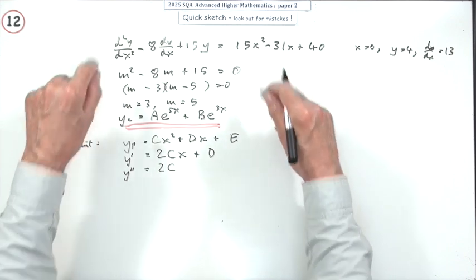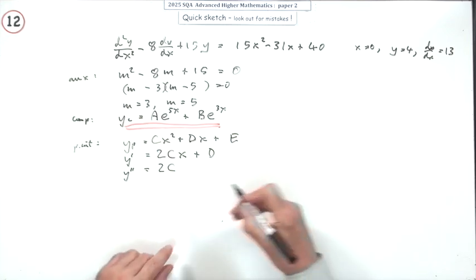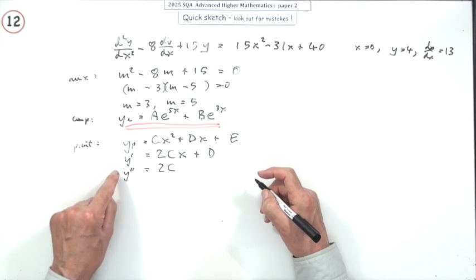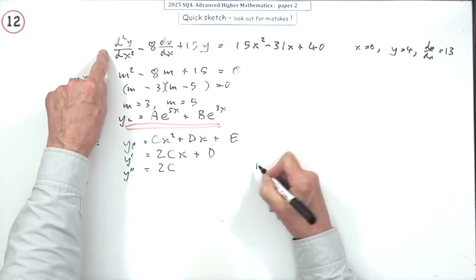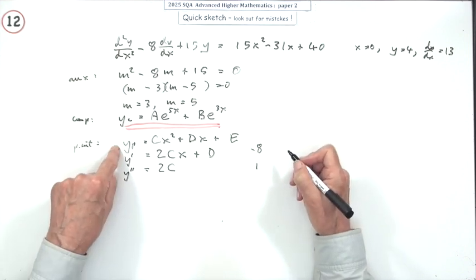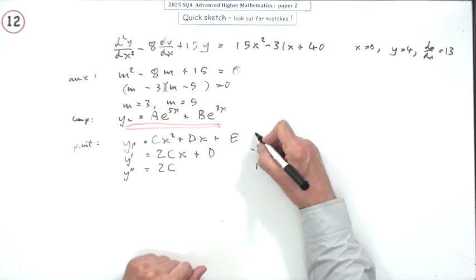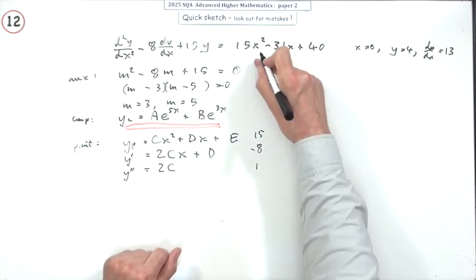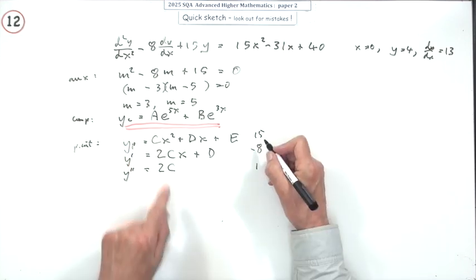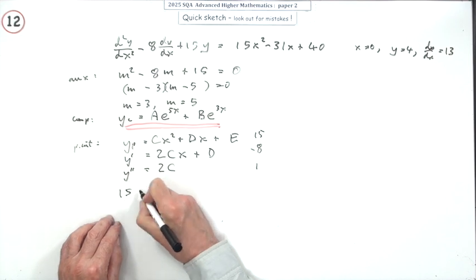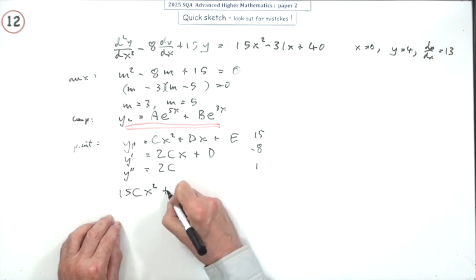But I'm not going to feed them all in and put a big line and then gather them up. I'm just going to gather them in one go by taking a note how many I need of each of these. Of the second derivative, I just want 1. Of the first derivative, I want minus 8. And of the term itself, I want 15. So now we can just gather up each of the parts. So that means for x squared, I've got 15 of them. So I've got 15c x squareds.